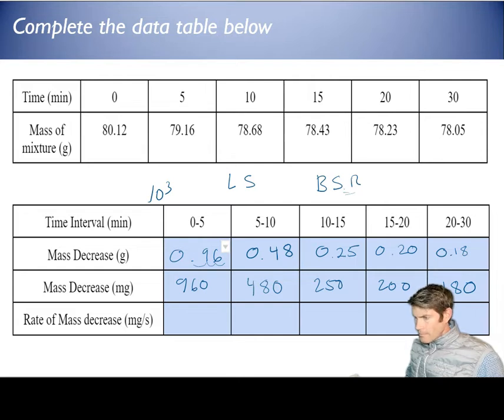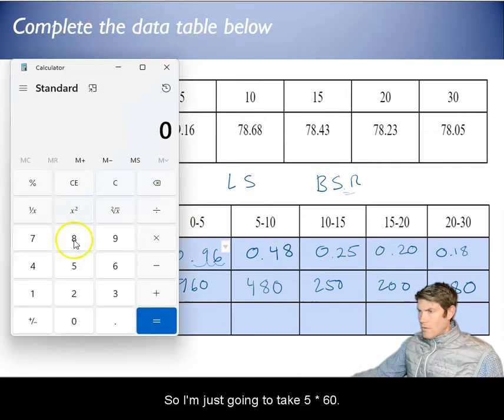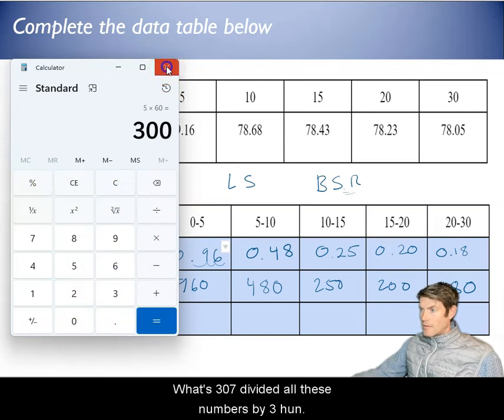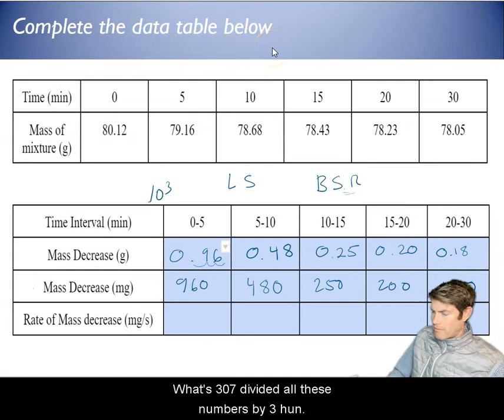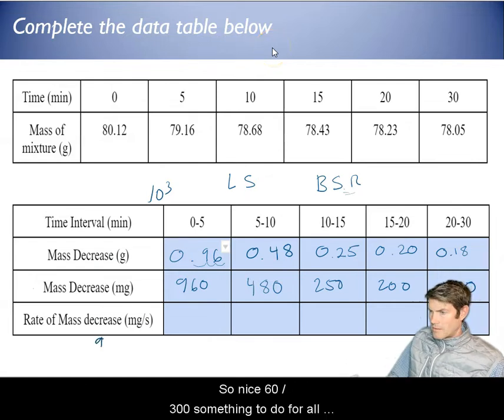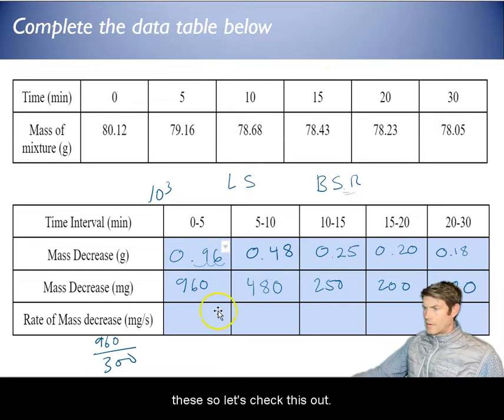Now we gotta get our rate for milligrams per second. So we had 5 minutes. How many seconds in each minute? 60. So I'm just going to take 5 times 60. That's 300. So I'm going to divide all these numbers by 300. So 960 divided by 300. That's what I'm going to do for all of these.